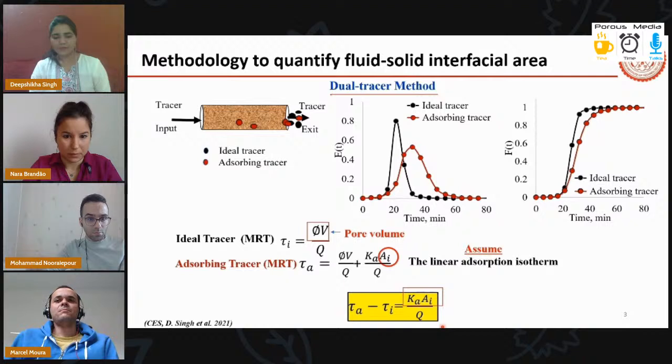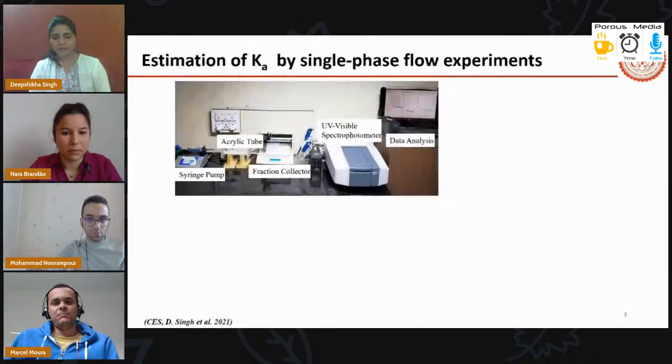So using this equation, we can measure the fluid to solid interfacial area, that is Ai, only if the Ka is known to us. Therefore, our first task is to estimate the adsorption partition coefficient value for the fluid-solid interfacial area measurement. To estimate the Ka, we perform the single phase flow experiment at 4 different flow rates in a cylindrical tube which is densely packed with glass beads as our proxy porous medium.